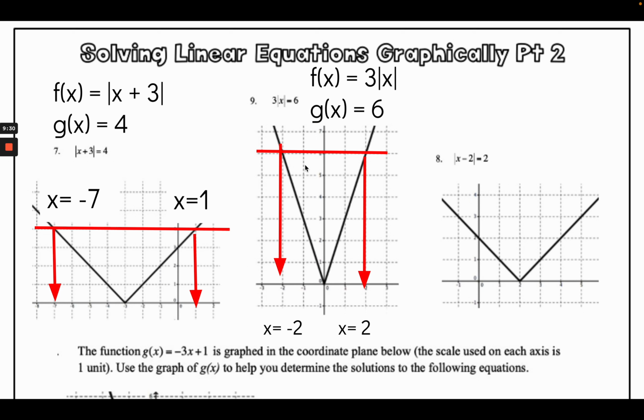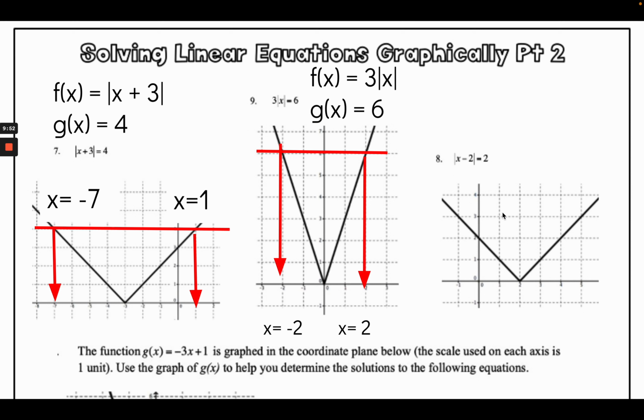And those 2 points are at negative 2 and positive 2. So right here on the absolute value graph, our red line crosses right here, and that's at x equals negative 2. And then again, right there at x equals positive 2. Okay, I'm going to let you go ahead and do the second one.